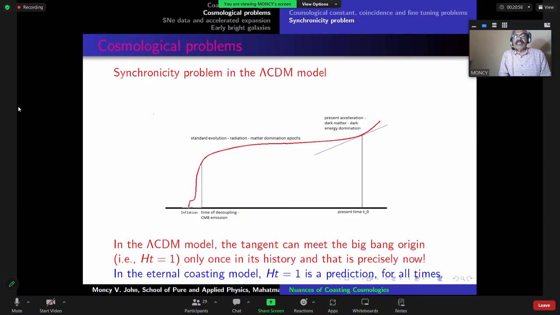Mathematically, this condition can be written as Ht equal to 1. So the situation in the lambda CDM model is that the tangent can meet the Big Bang origin, and that happens only once in its history, and that is precisely now. But in the eternal coasting model, Ht equal to 1 is a prediction because the evolution is linear. So this is a prediction. So there is no synchronicity problem in the eternal coasting model.